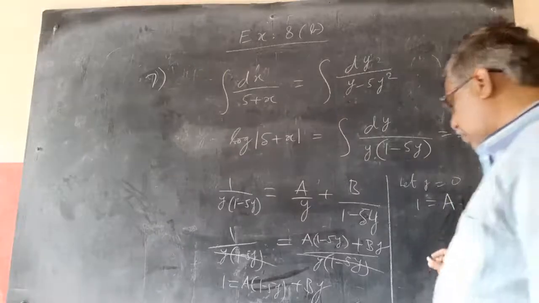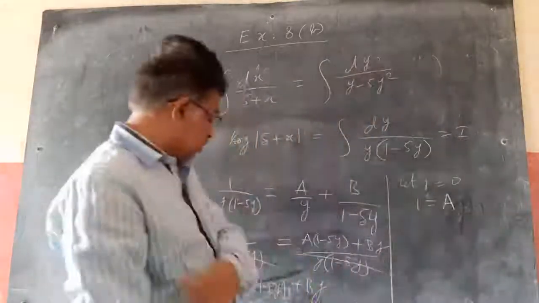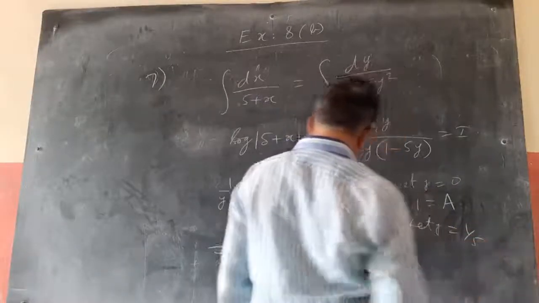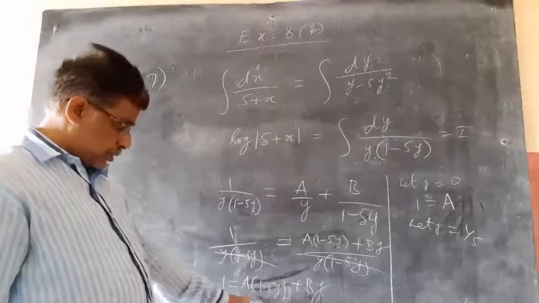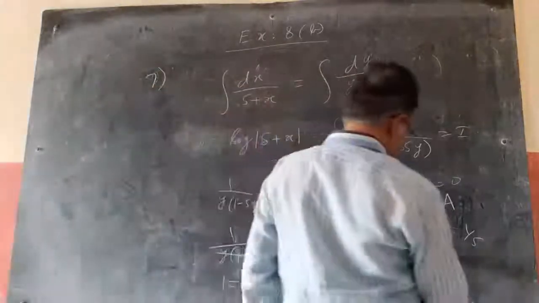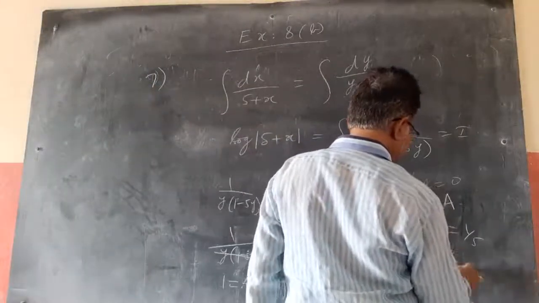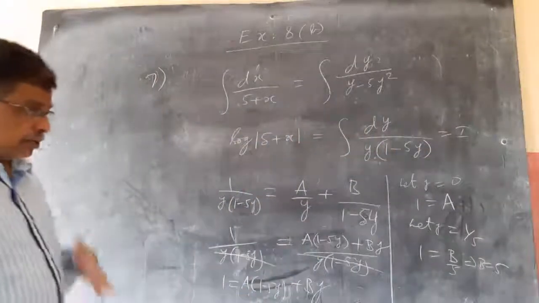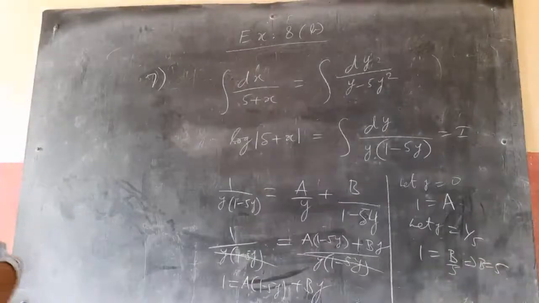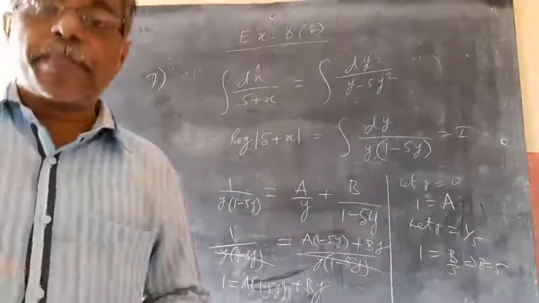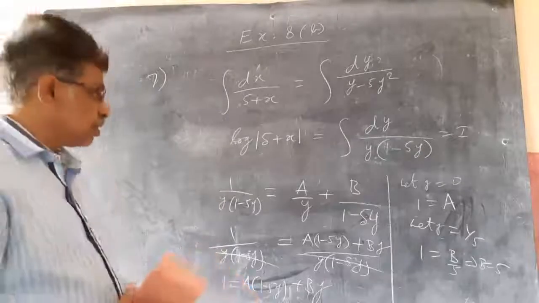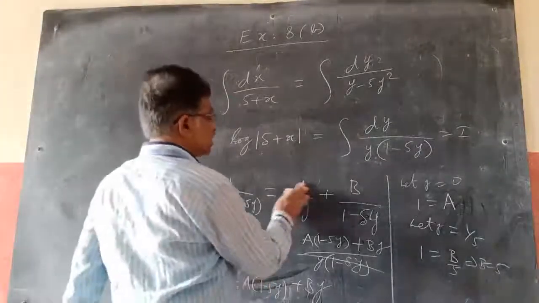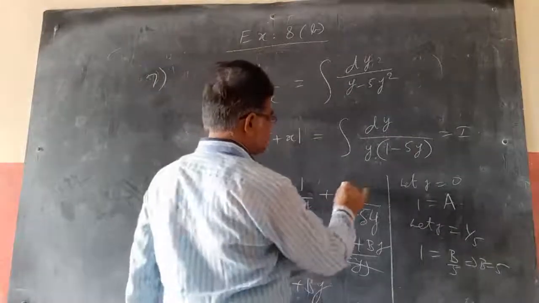And let y equal to 1 by 5. I will get B. 1 is equal to, this is 0, this is B into 1 by 5. 1 equal to B by 5 implies B equal to 5. B equal to 5. Substituting A and B. Now we got A is 1, so I can substitute here 1 and B is 5.